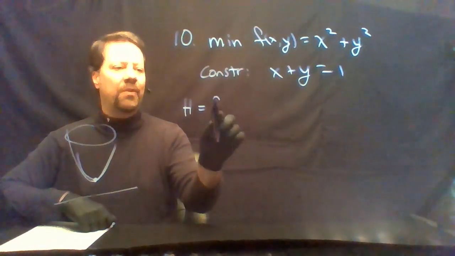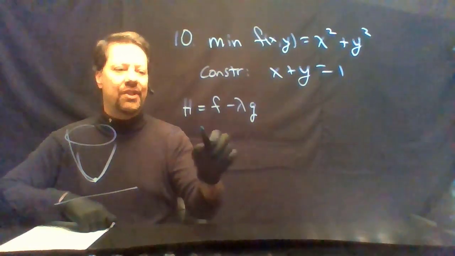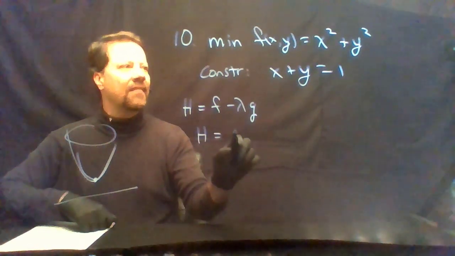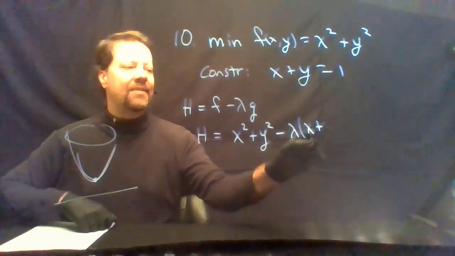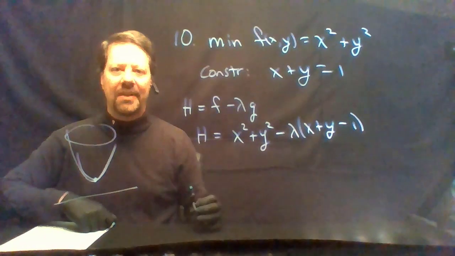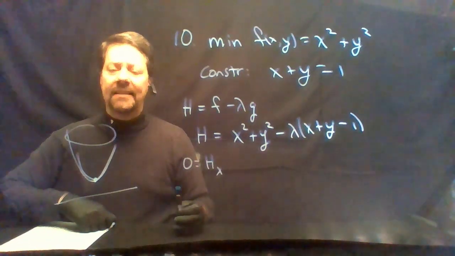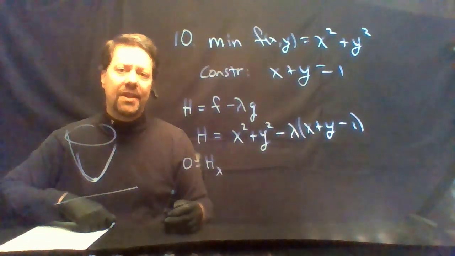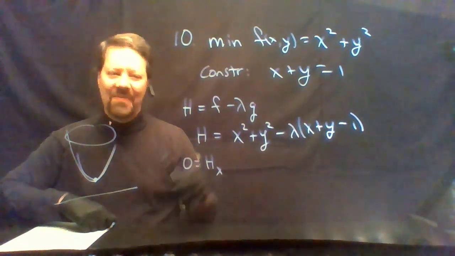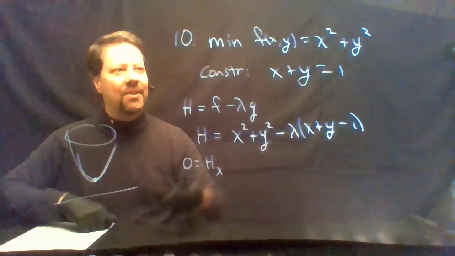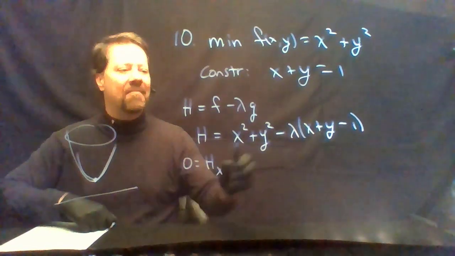To solve this problem, we first start by writing out h, which is f minus lambda g. That's going to be x squared plus y squared minus lambda times x plus y minus 1. And technically, you don't need to write the minus 1. Our theorem said that the solution to the constrained optimization problem will be a critical point of this function h. By the way, as a critical point of the function h, the solutions to the constrained optimization problems usually end up being saddle points. Go figure.